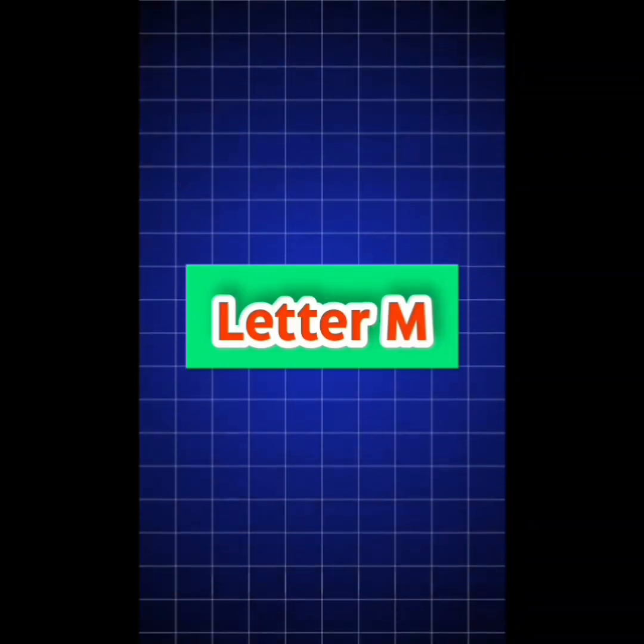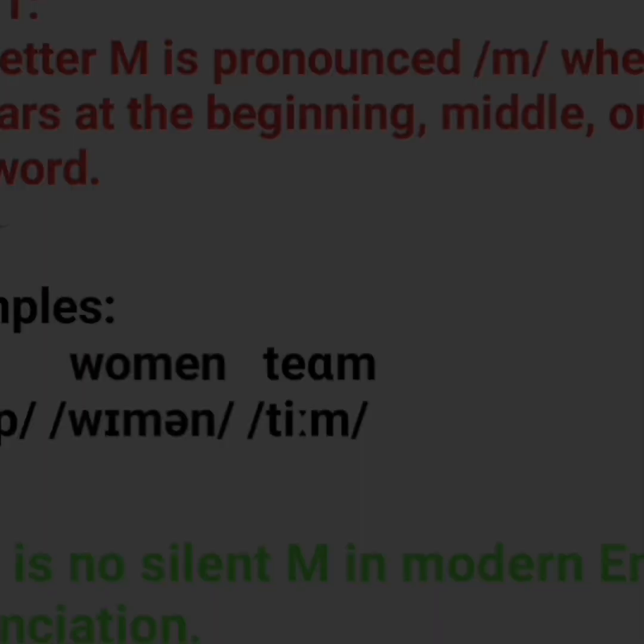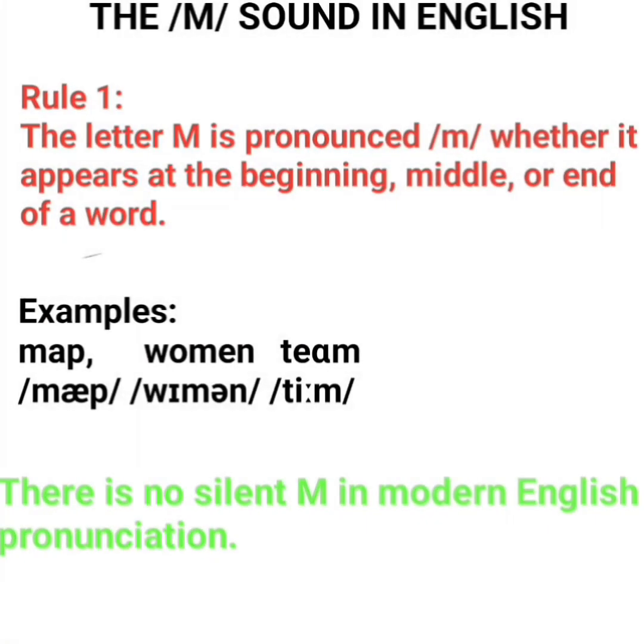Now we are getting closer to the end of the tutorial and class as far as the consonant sounds are concerned. To the letter M. The M is pronounced as M, whether it appears at the beginning, middle, or the end of a word. It means that M is always pronounced as M. Map, women, team. In map, M at the beginning, it is pronounced. Women, at the middle, it is pronounced. Team, at the end, it is also pronounced as M. So we don't have any issue in that. There is no silent M in modern English.